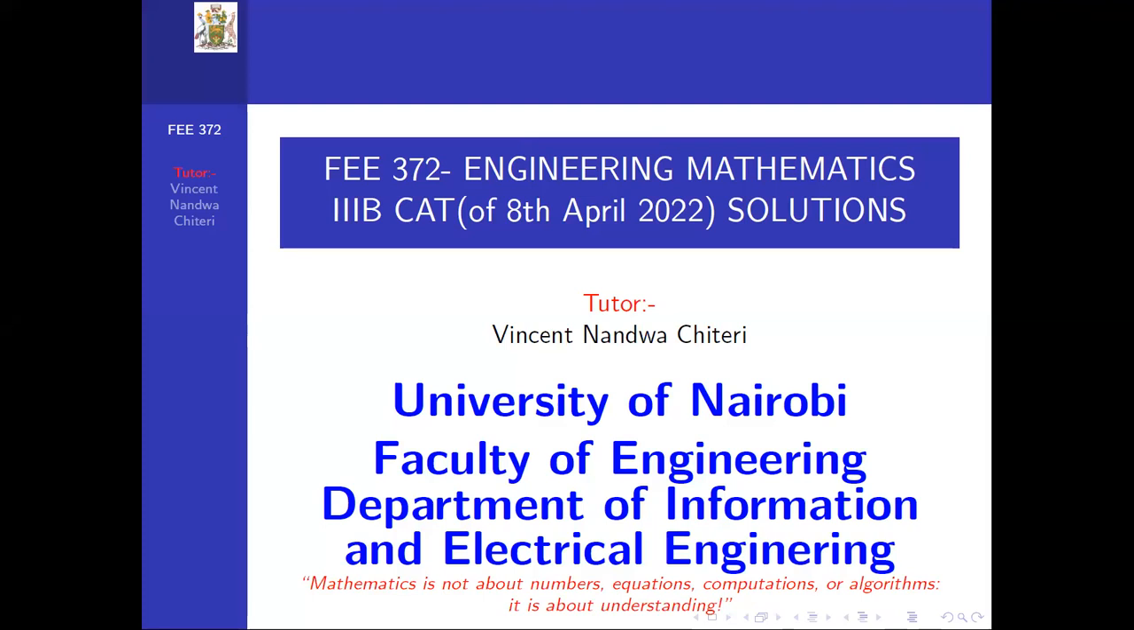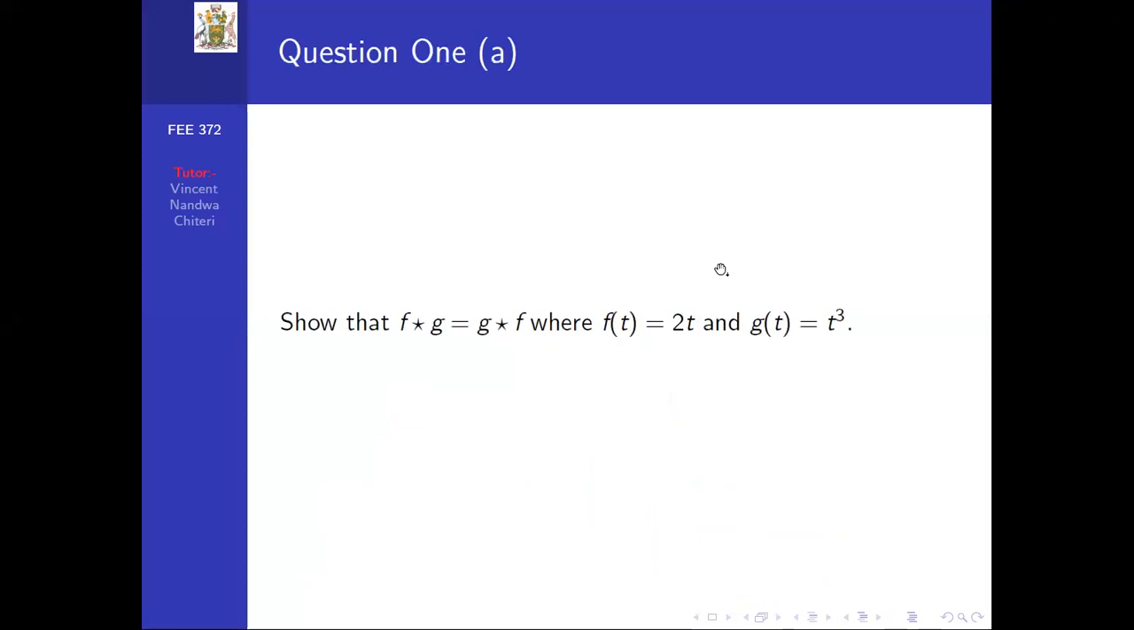The first question is to show that the convolution of the function f and g is the same as the convolution of the function g and f, where f is given by 2t and g is given by t cubed. So this is really to provide a proof that the convolution operator is commutative, but with the specific example of functions f and g. This is how you were supposed to respond to this.